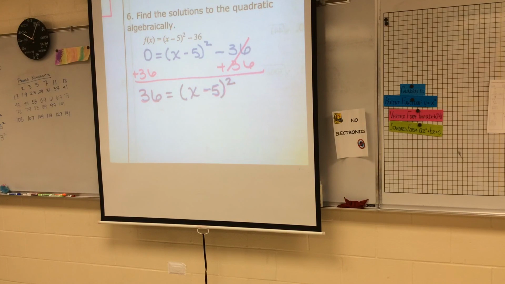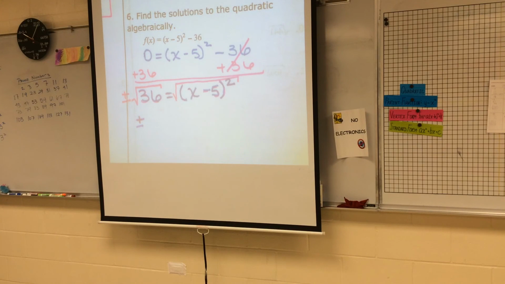All right. So now the next step to get x by itself, what do we need to do? Take the square root, because to get inside the parentheses, we have to address that squared first, right? So let's take the square root of both sides. But remember, when we take the square root of a constant, we're going to do plus and minus. So I'm going to have plus and minus.